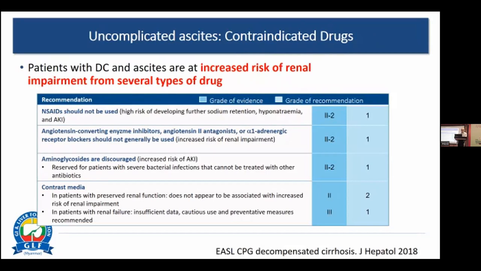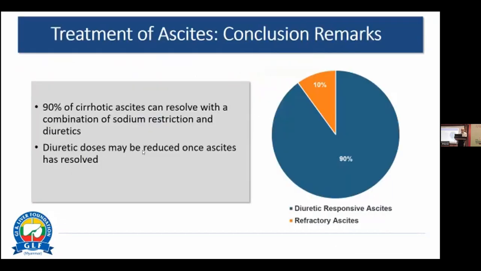With this slide, I would like to conclude my presentation. More than 90% of uncomplicated ascites resolves with dietary sodium restriction and diuretics. Patients who respond to diuretics have their ascites controlled. We should reduce the diuretic once the ascites resolves, to prevent diuretic-related complications. Thank you for your kind attention.